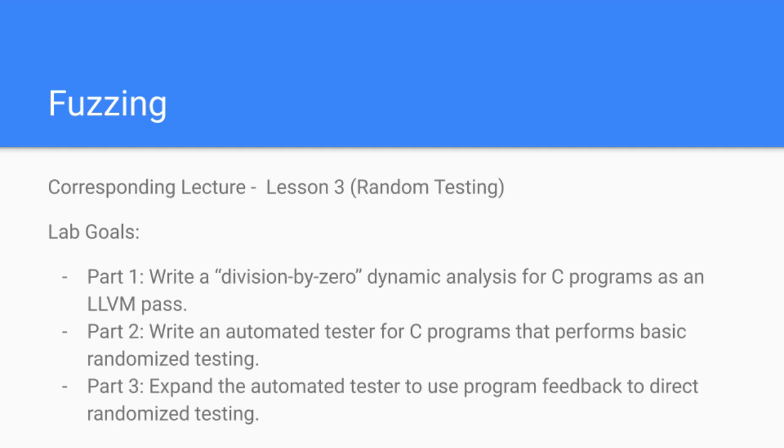And then finally, in Part 3, you'll be expanding your automated tester from Part 2 to use program feedback, which will be your code coverage metrics from Part 1, to direct randomized testing. So using this, your tester will be smart enough to determine which mutation it should use without you specifying which one.